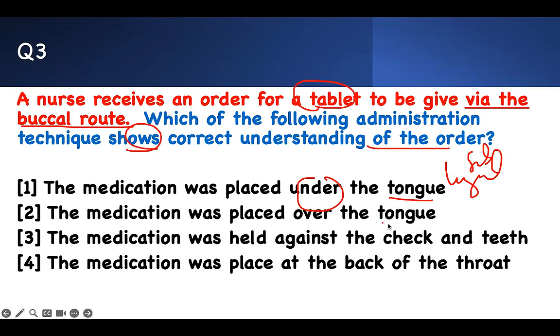Medication was placed over the tongue. That's the usual way we put medication. Medication was held between the cheek and the teeth. That's buccal, that's your cheek. Medication was placed at the back of your throat. Yeah, it's the same normal way we take it. So 2 and 4 are saying the same thing. 3 is the right answer.